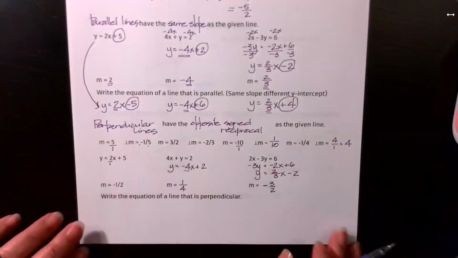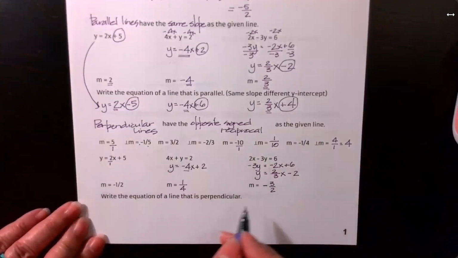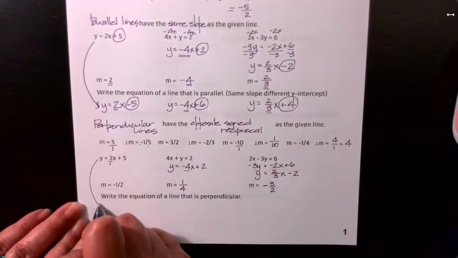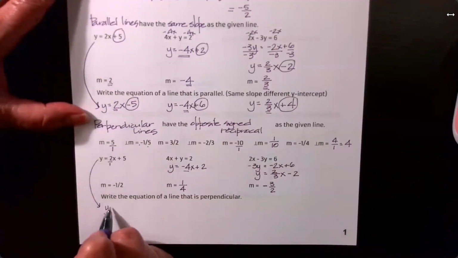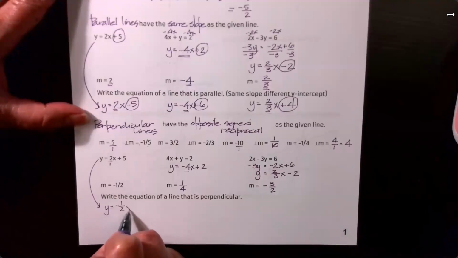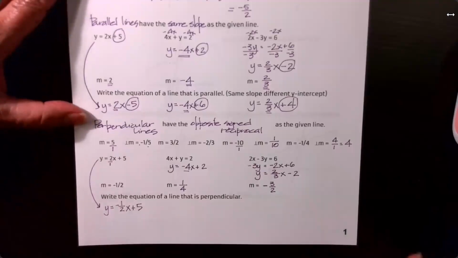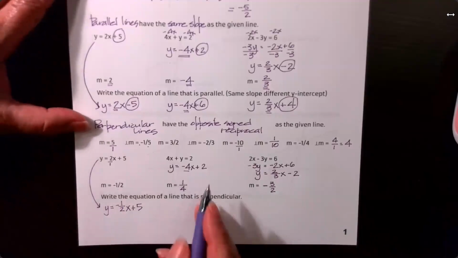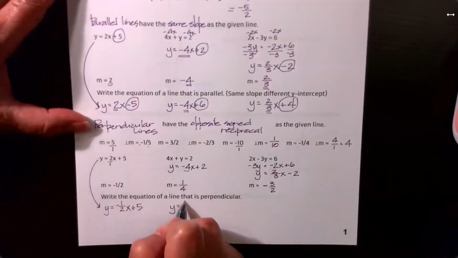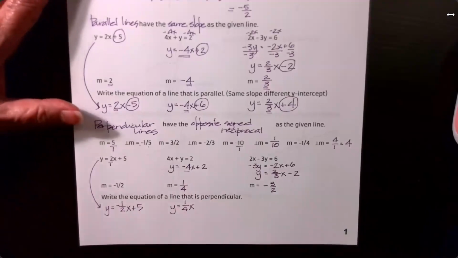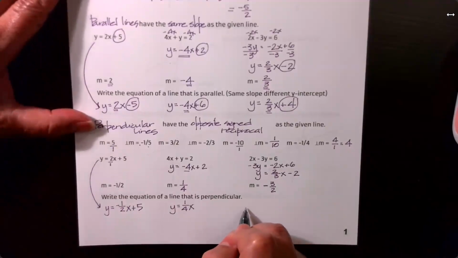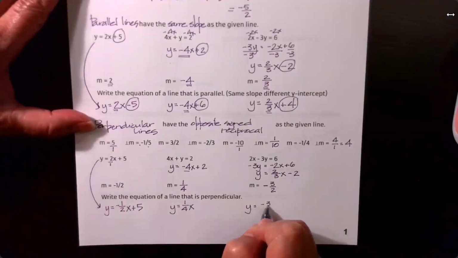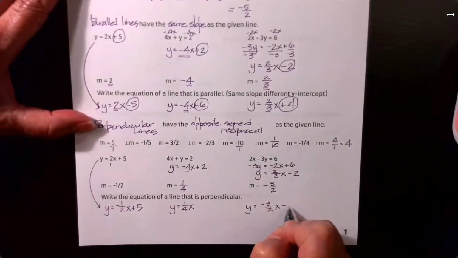So if I want to write lines that are perpendicular, the thing that's going to change is my slope. My y-intercepts can stay the same. So for this first one, if I want to write the equation of the line that's perpendicular, it would be y equals negative 1/2 x plus 5. For the second one, y equals 1/4 x. And I'm not even going to put a y-intercept. It's understood to go through the origin. And for this last one, y equals negative 3/2 x minus 2.